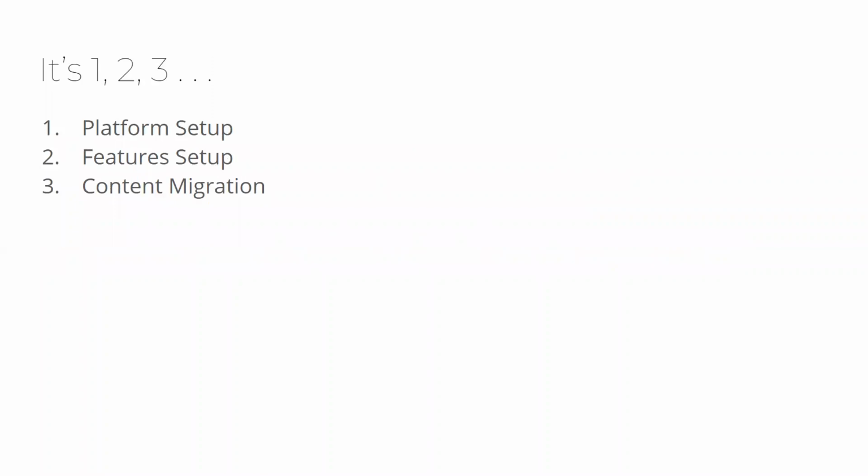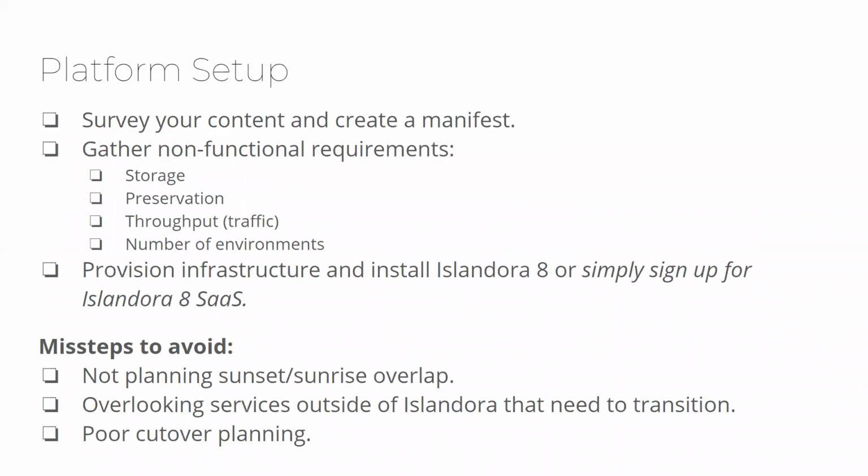So I want to go through that breakdown that I talked about. 3 steps, 1, 2, 3. We're going to talk about the platform setup, feature setup, and content migration. Now, what I mean by features setup in number 2 is the actual functional pieces of the software that various users in different roles interact with your content with.